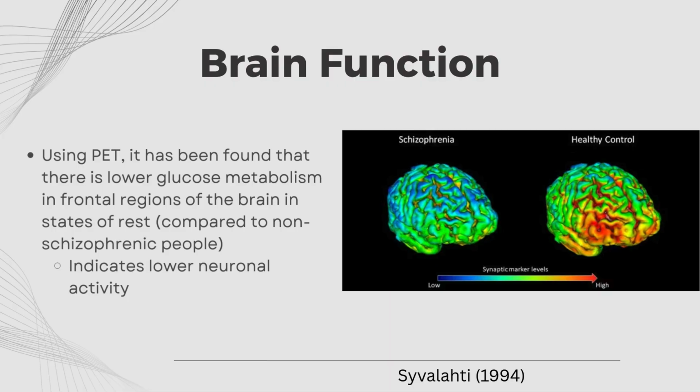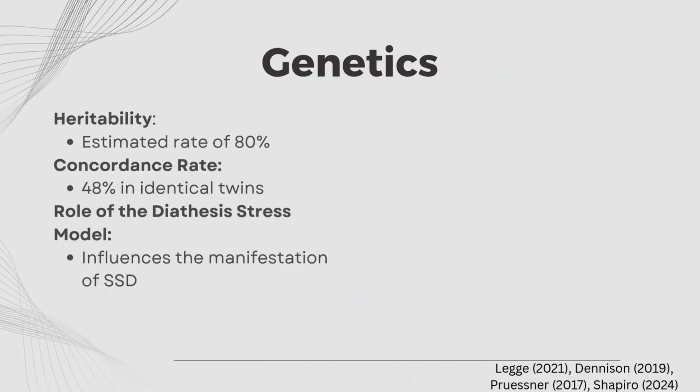You can see in this picture, the red indicates higher activity, and you see more of that in the front of the control brain compared to the schizophrenic brain. And on to our next topic: what are the genetic factors of schizophrenia? There are quite a few actually.